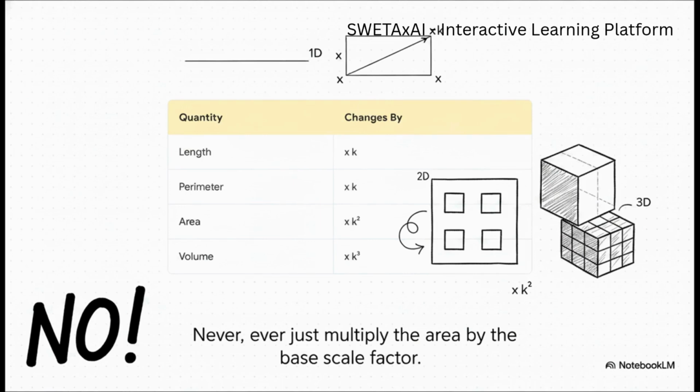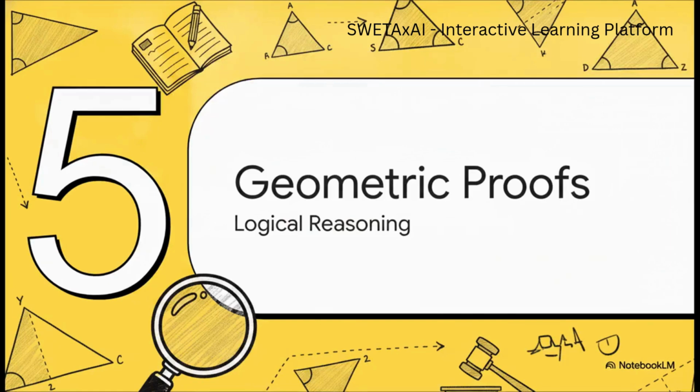The length multiplies by 4, sure. But the area, it multiplies by 4 squared, which is 16. And the volume, that multiplies by 4 cubed, ballooning up to 64. Seriously, never ever just multiply the area by the base scale factor. Always square it. Okay, let's wrap this all together in Section 5, Mastering Geometric Proofs.